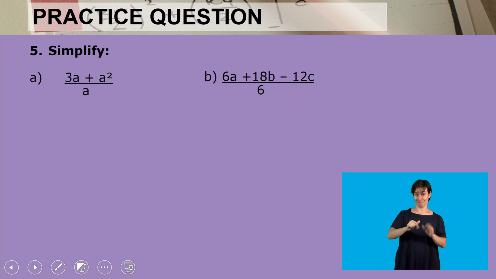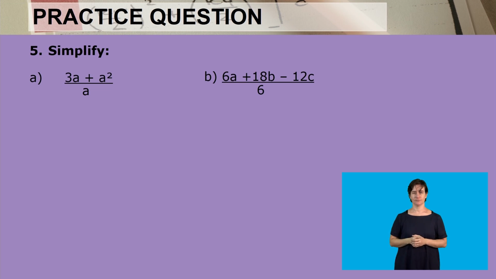Let's look at the next one. We are now dividing. Let's look at the first part, which says simplify. The first part there is 3a plus a squared divided by a. It's a binomial divided by a monomial, a single term.